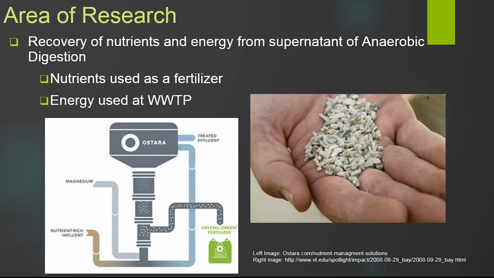One technology that has been implemented at several wastewater treatment plants is struvite precipitation. Struvite contains magnesium, ammonium, and phosphate. Struvite precipitation recovers approximately 80% of phosphorus and 20% of nitrogen. One private company who has installed reactors for struvite precipitation is Ostara, which produces a nutrient-rich fertilizer called Crystal Green. In addition to nutrients, other resources that can be recovered include energy and water.